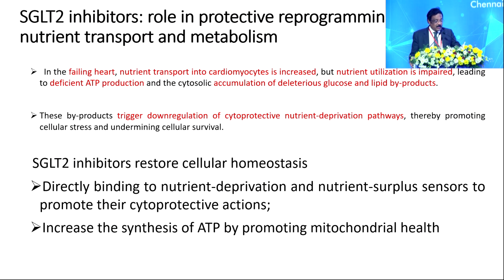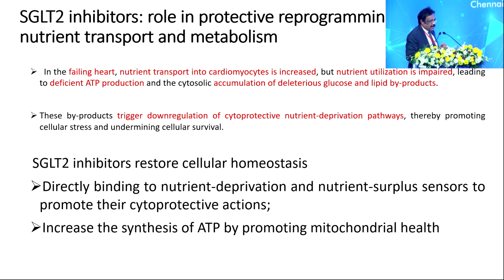And of course, the next one is the role of SGLT2 inhibitors in the protective programming of cardiac nutrient transport and metabolism. In the failing heart, nutrient transport into the myocytes is increased, but nutrient utilization is impaired. This is the main thing that we have to note: the transport is increased, but the utilization is not proper, it's impaired.